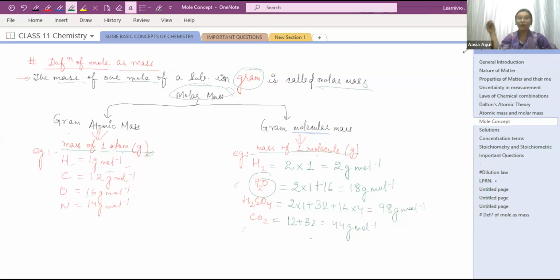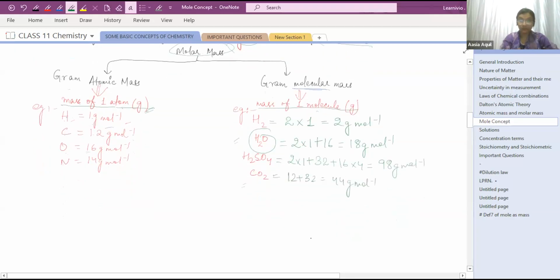Okay, even if I give you a complex molecule here, you will be able to find the gram molecular mass of that molecule, right? It's quite easy. But for that, you have to learn all the atomic masses, atomic numbers, and symbols. You should know about that, right?